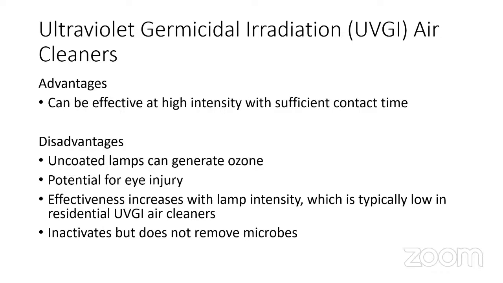The advantages of the UV lamps being used for germicidal irradiation are that the intensity and sufficient contact time can be decided suitably. Otherwise, it will not be of a desired effect. And the disadvantages include the uncoated lamps again can generate ozone. There's potential for eye injury, so it has to be properly insulated. Optical insulation must be there so that it is not harmful to the user.